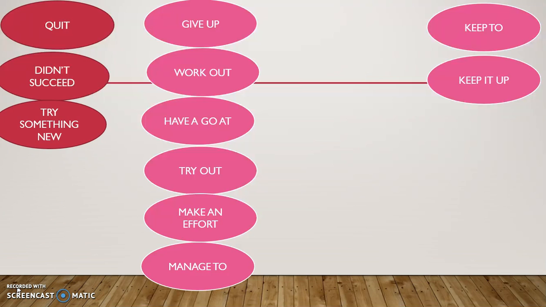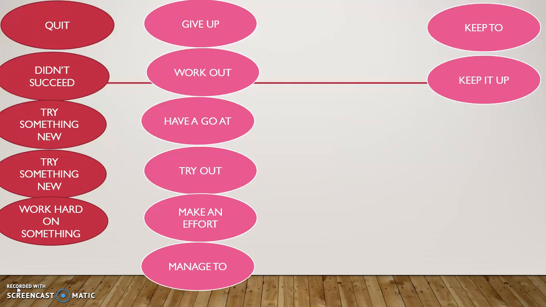Have a go at is when you try something new. So you can say, I have a go at speaking in French in front of the public. It's one of the examples. Try out is when you try something new. In this case, it's the same as the other verb. Make an effort is when you work hard on something. So when something is difficult for you to do, you make an effort to get better scores. For example, if you have a low score in a subject at the university.